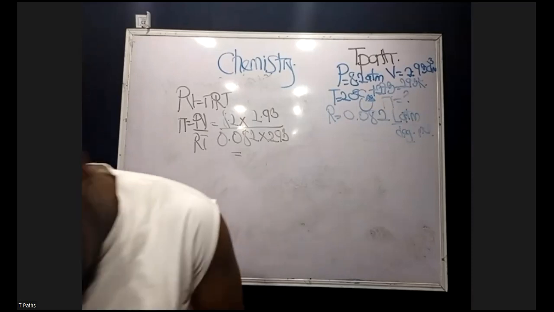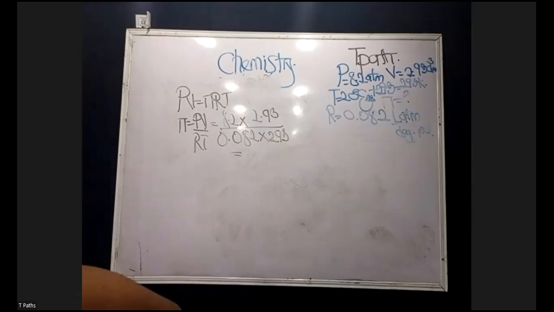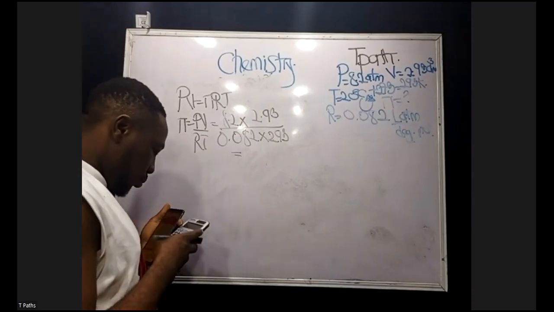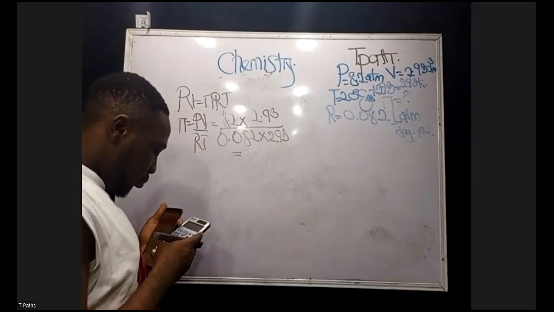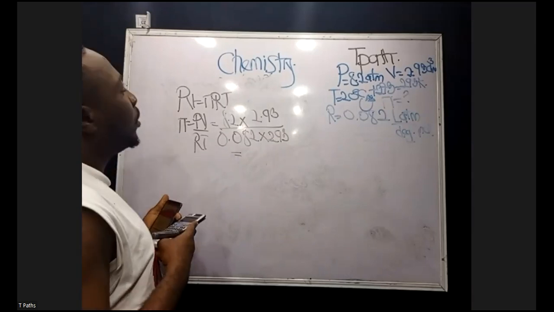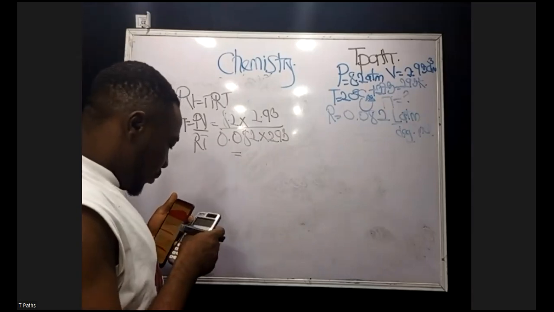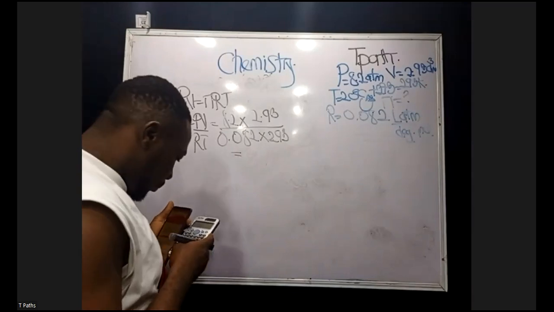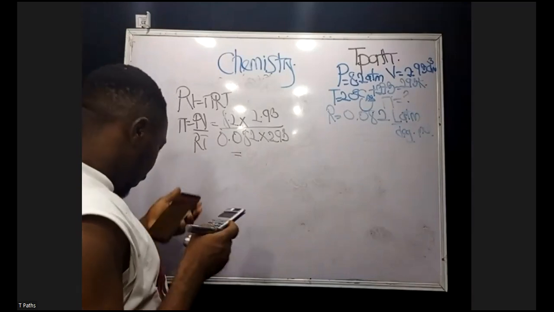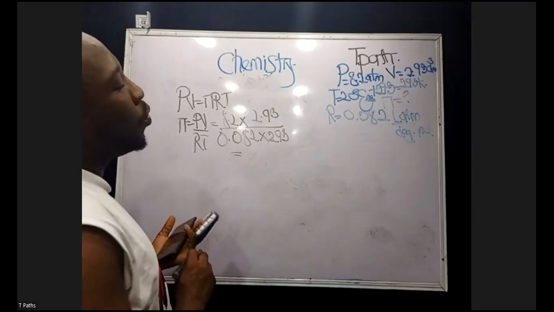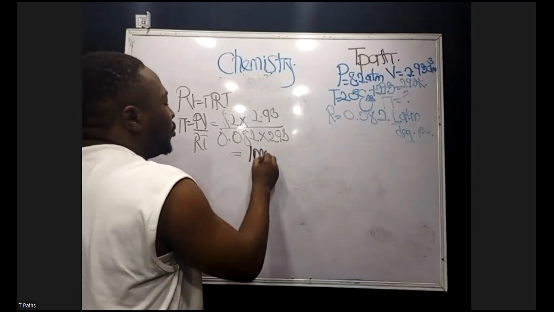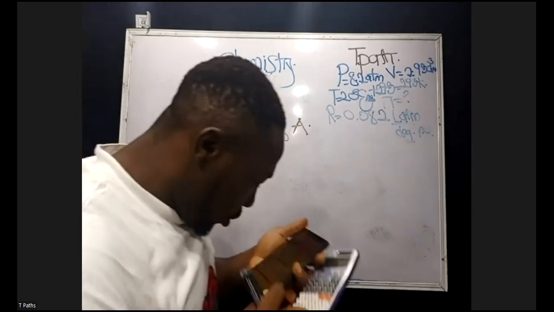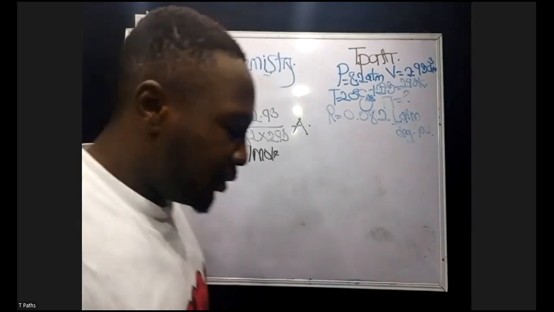Let's see with our calculator what happens. So we are pressing our calculator to see what the answer will be. We are having 1 mole. That is option E. The next question, 1992, number 6.